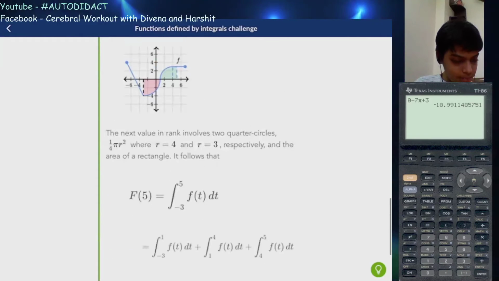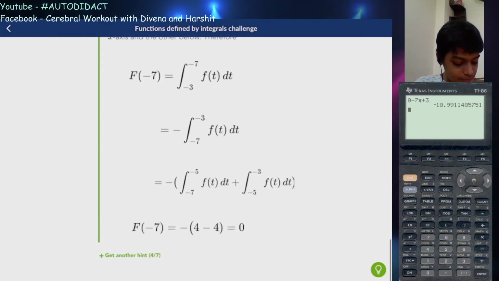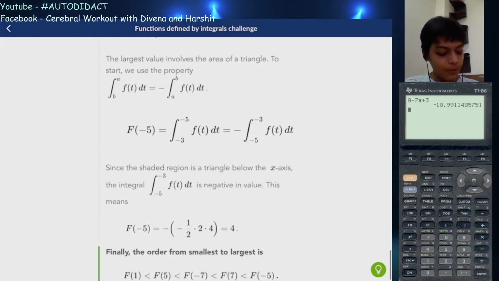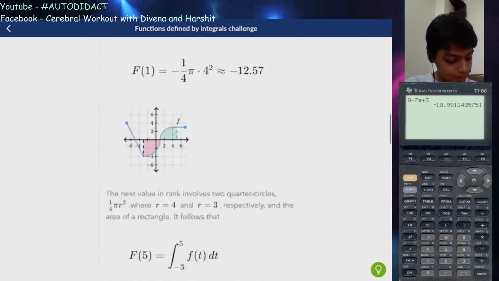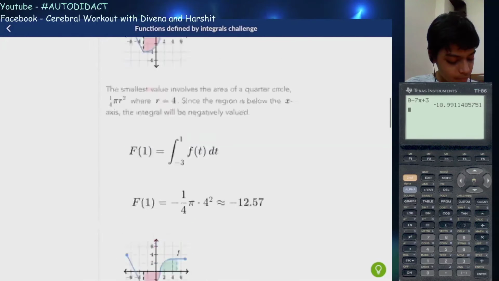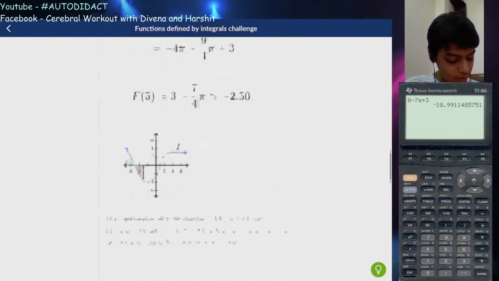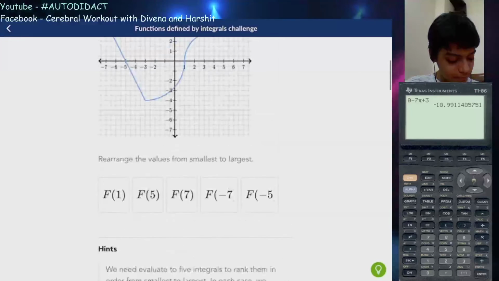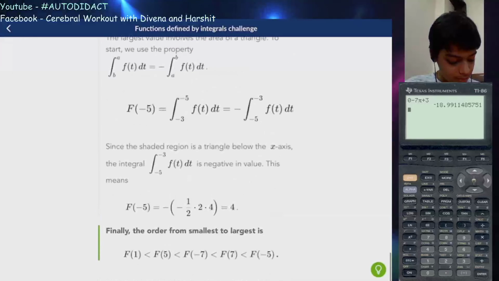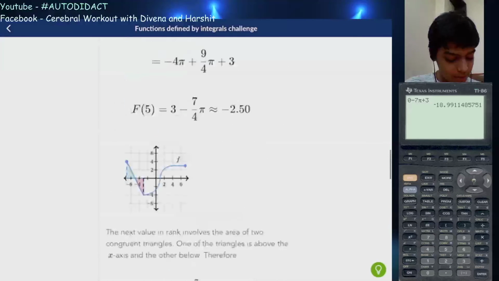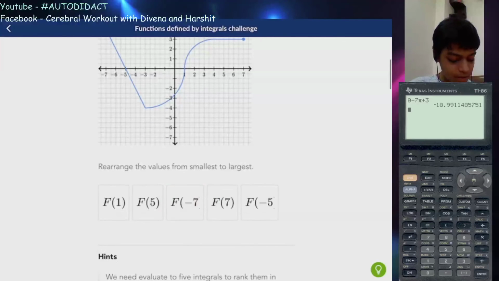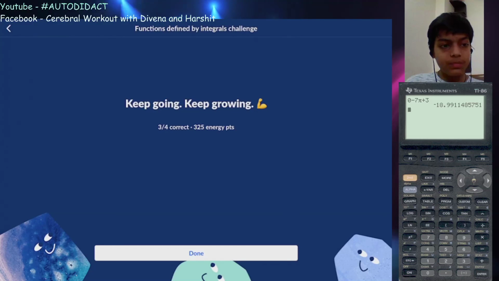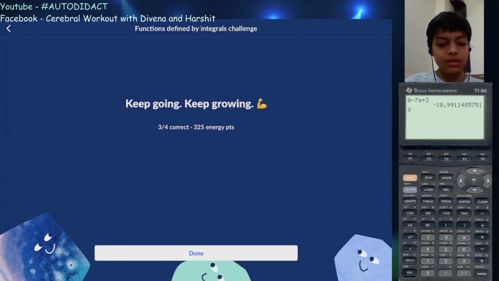Let's just see. Okay, so f of 1 was the smallest. F of 1 was the smallest, so our first was correct. And then f of 5 was also correct. Then comes f of negative 7, then f of 7. Okay, so this was the function defined by integrals challenge exercise. So bye everyone.